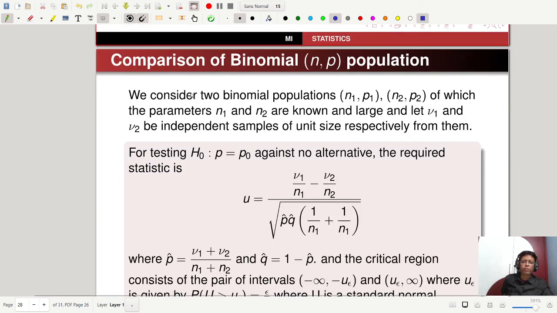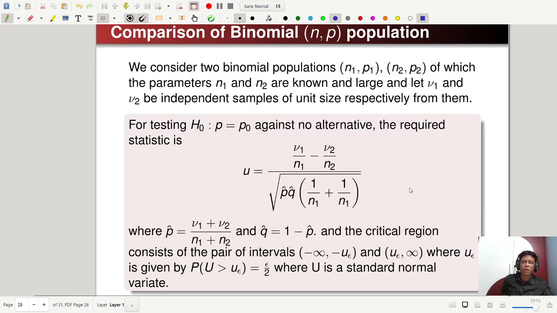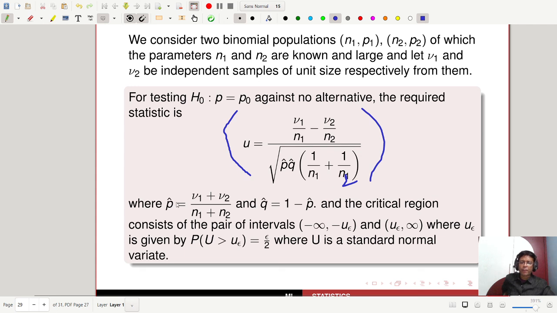Now, comparison of binomial (n, p) populations. What is the comparison? If there are two binomial populations, (n1, p1) and (n2, p2), and nu1, nu2 are independent samples of unit size, then your test statistic is given by u equal to (nu1 by n1 minus nu2 by n2) by root over p cap q cap times (1 by n1 plus 1 by n2). This should be n2; sorry, there is a typographical error. And p cap is given by (nu1 plus nu2) by (n1 plus n2), and q cap is 1 minus p cap.